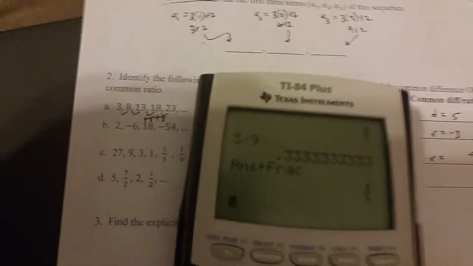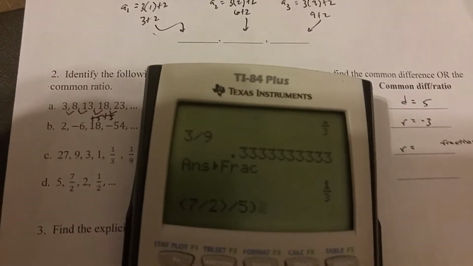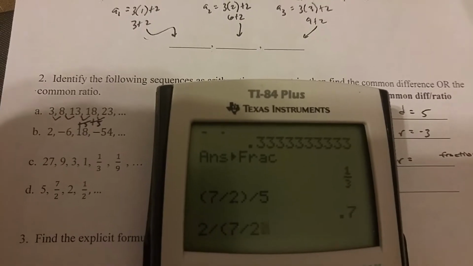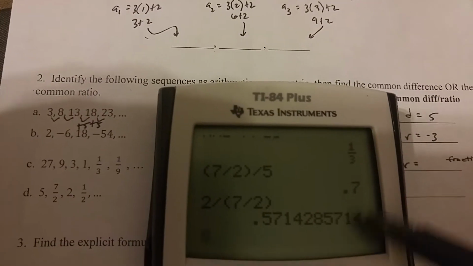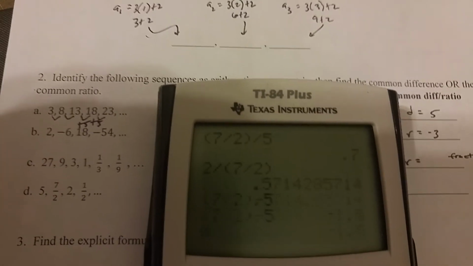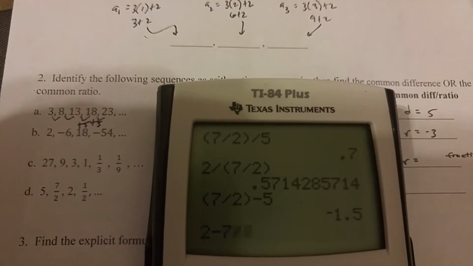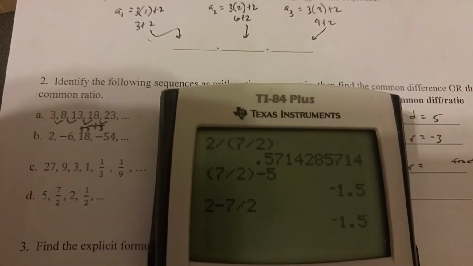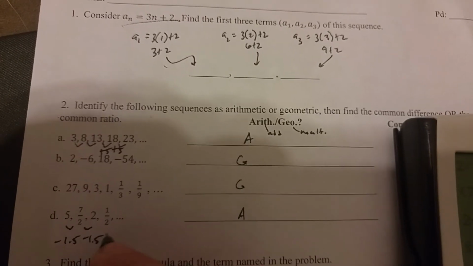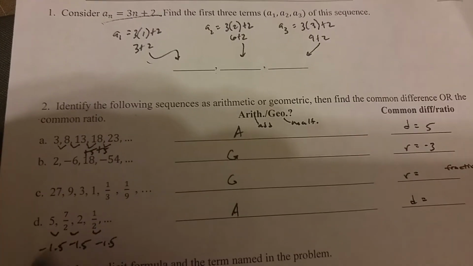If you thought that this one was geometric, you should have taken the second one and divided it by the first one, and you get 0.7. Then take the third one and divide it by the second one. Since these are not the same, it is not geometric. If we take the second one and subtract the first one, we get -1.5. If I take the third one and subtract the second one, I get -1.5. So evidently, all I'm doing between these is subtracting 1.5. That's what's making it arithmetic, and so your common difference over here is going to be that number right there.